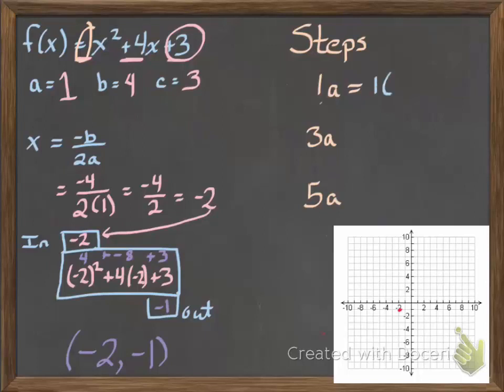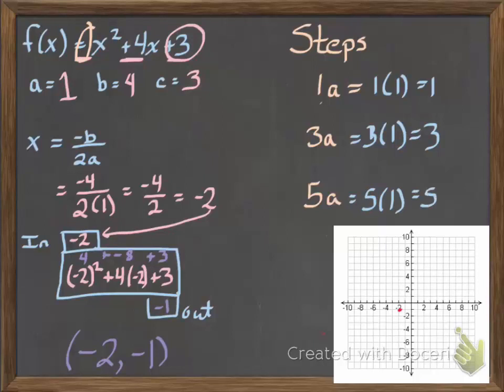And so 1 times 1 is 1. And you would not have to show this work if it was a 1. 3 times 1 is 3. And 5 times 1 is 5. And so I'm going to plot those changes. So this time it's a positive parabola because our a is positive. This number in front is positive.